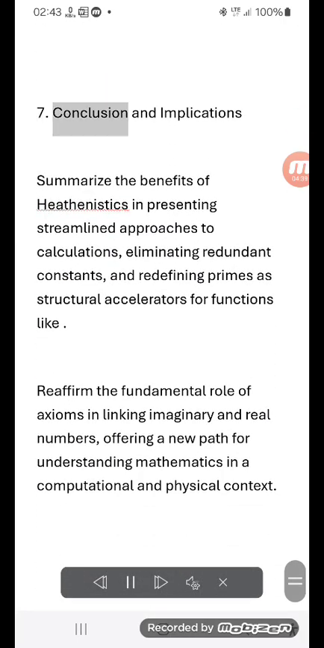7. Conclusion and implications. Summarize the benefits of heathenistics in presenting streamlined approaches to calculations, eliminating redundant constants, and redefining primes as structural accelerators for functions like E. Reaffirm the fundamental role of axioms in linking imaginary and real numbers, offering a new path for understanding mathematics in a computational and physical context.